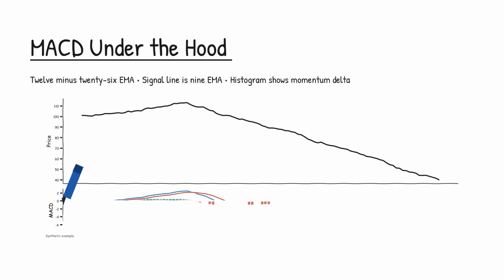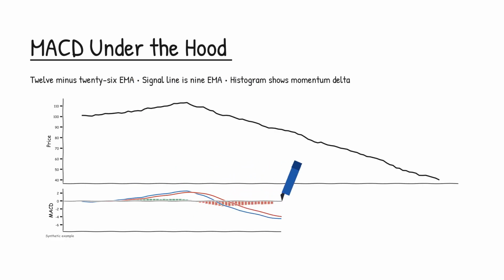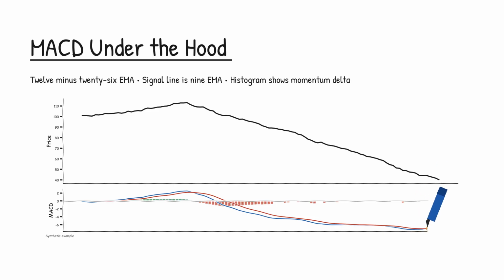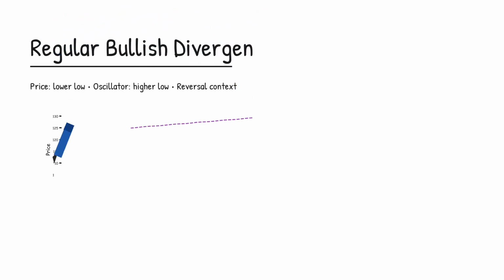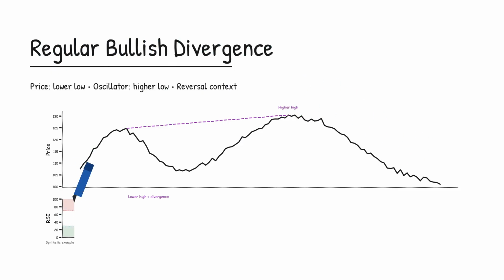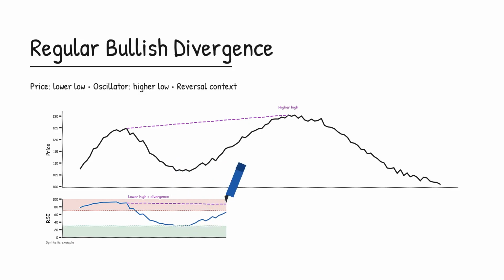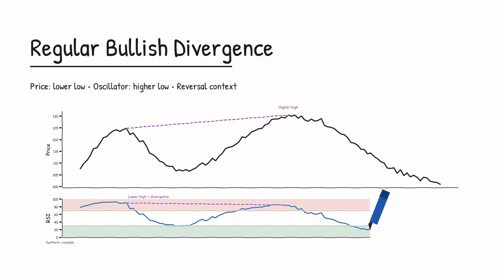Because MACD is unbounded, it reflects the absolute strength of momentum, which makes histogram peaks and troughs especially useful reference points for divergence. Regular bullish divergence forms when price prints a lower low, but RSI or the MACD histogram prints a higher low. Sellers pushed price further down, yet with less force. This is a reversal signal, typically appearing near the end of a downtrend. The cleanest setups occur when RSI is also below 30 on the first low.